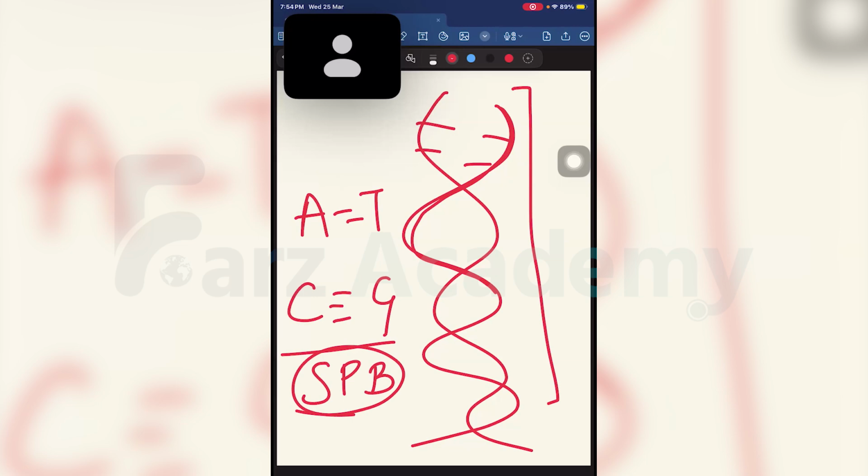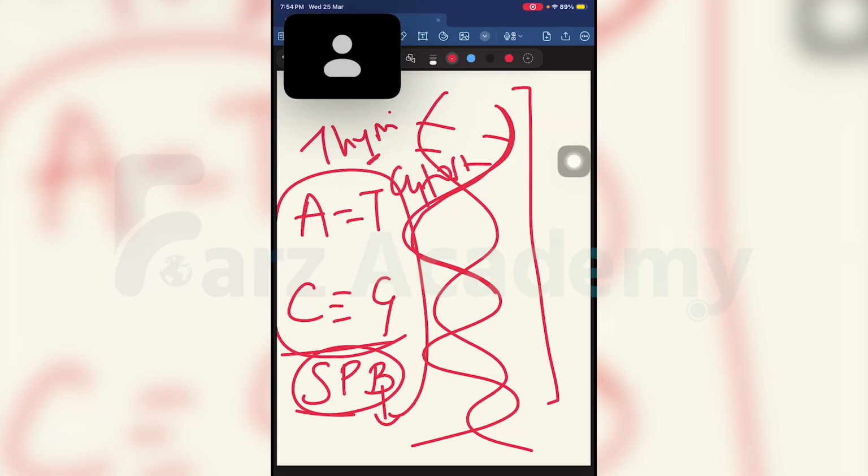The sugar is deoxyribose in DNA. And what are the nitrogenous bases? The bases in DNA are these four bases. Which base gets added in RNA that is not there in DNA? Your thymine, if you remember, Y, and cytosine, Y, these two are your pyrimidines. And adenine and guanine are purines.